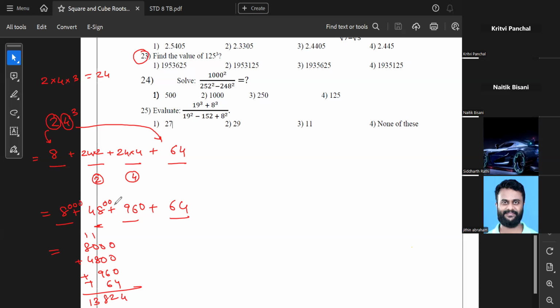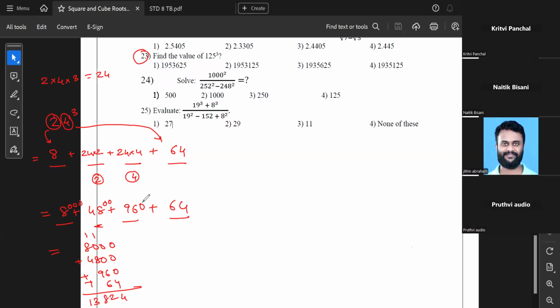So 3 zeros डालना, 2 zeros डालना, and 1 zero डालना. This is a technique which I'm giving you. Okay. So like 3, 2, 1, 0. This will work for every number. Yes, every number. I'll show you a 3-digit number also. Don't worry.